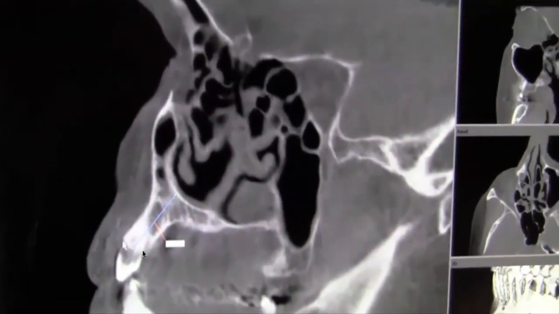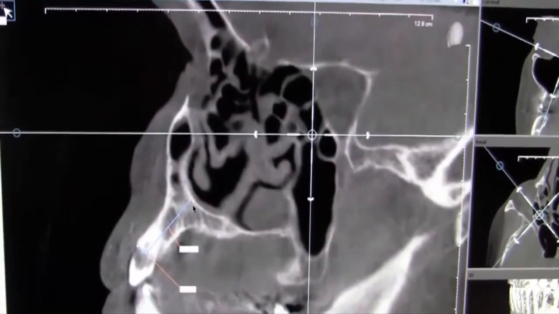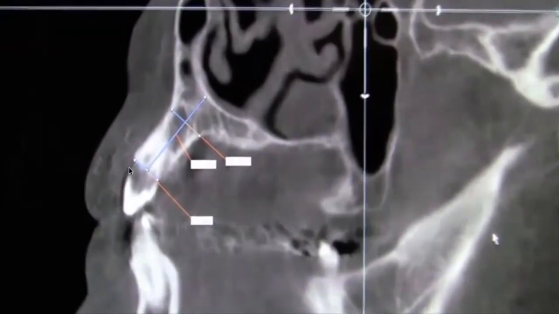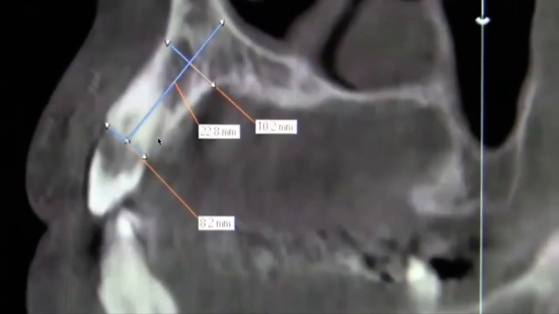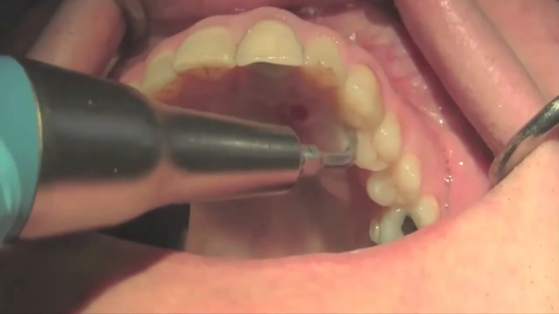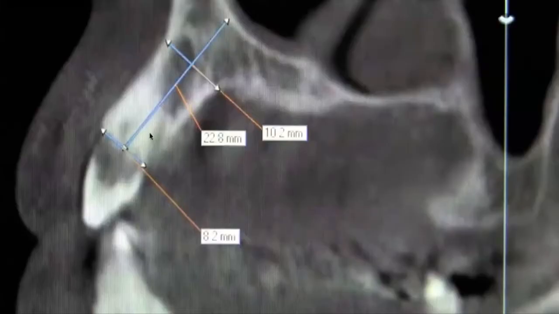We're doing the measurements from the crest to the floor of the nose, and we're also looking at the diameter of the ridge from the facial to the palatal aspect. And you can see over here that the ridge is not actually static. The actual geometry of the ridge is dynamic. We can see over here that we have a ridge with 8.2 millimeters in the most coronal aspect and in the most apical aspect, we have 10.2 millimeters, a discrepancy of 2 millimeters, and a total length from the crestal bone to the floor of the nose of 22.8 millimeters.